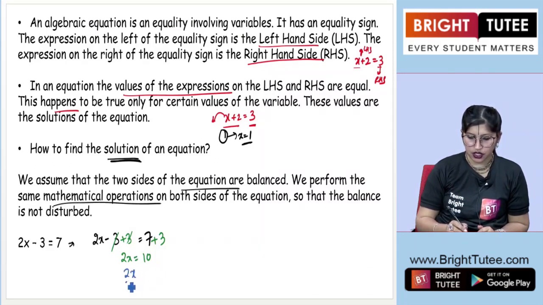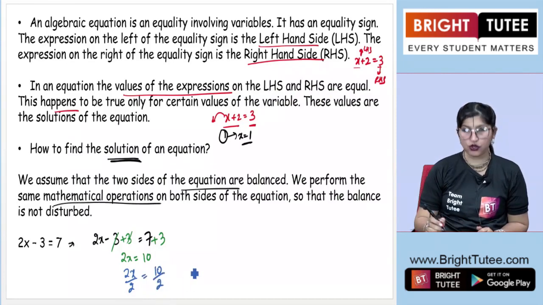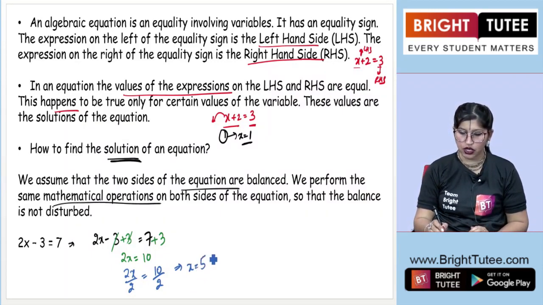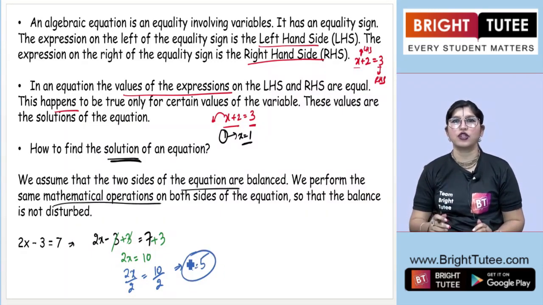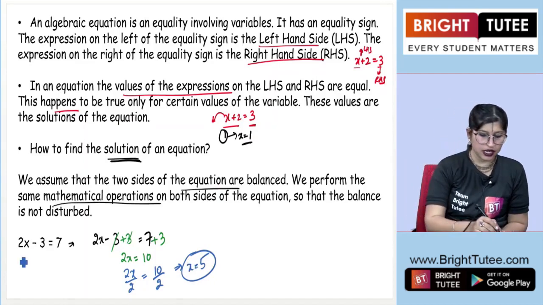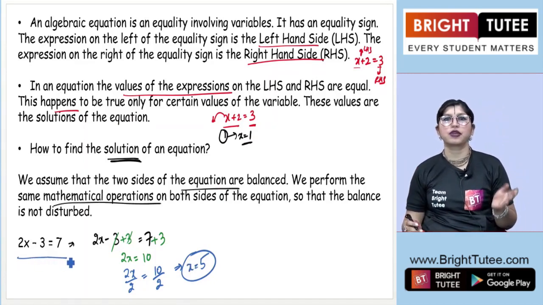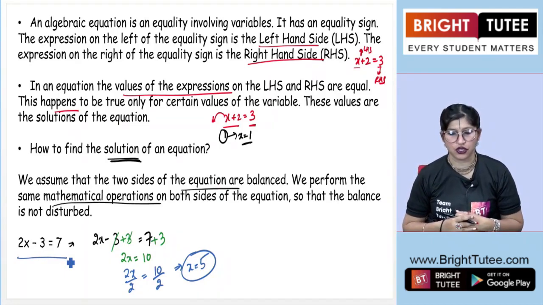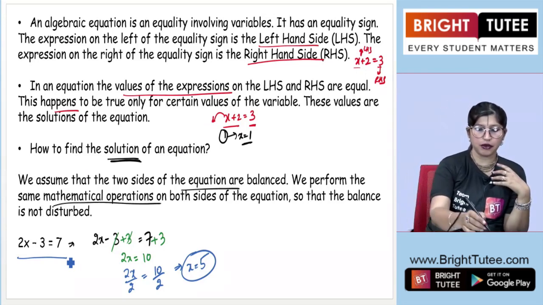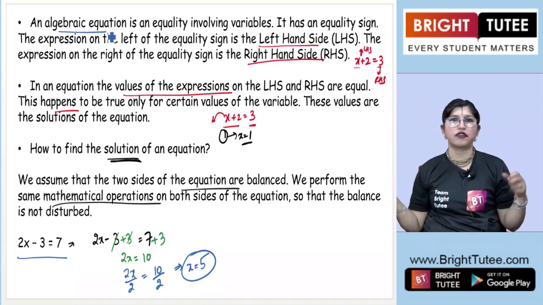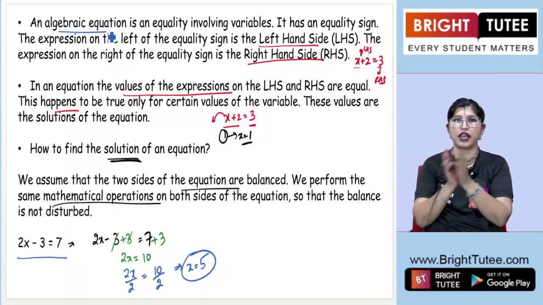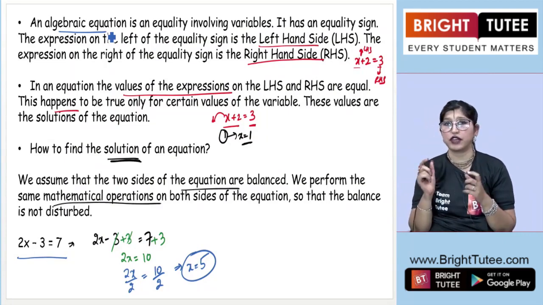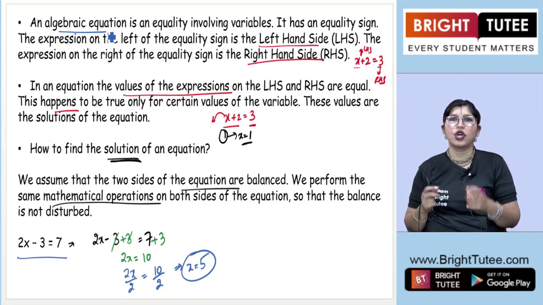Now the next step is to divide both sides by 2. So 2x equals 10 becomes 2x upon 2 equals 10 upon 2. Now 2 and 2 get cancelled out, so we are left with x equals 5. This is the only value which satisfies this equation, that means the left hand side will be equal to the right hand side. This is how we solve or find the solution of an equation. So, an algebraic equation is an equality involving variables. The left side of the equal to sign is the left hand side, the right side is the right hand side, and to find the solution there will be one specific value which will satisfy it.